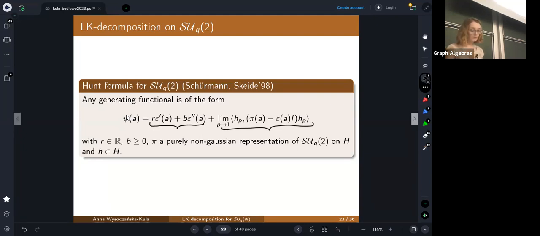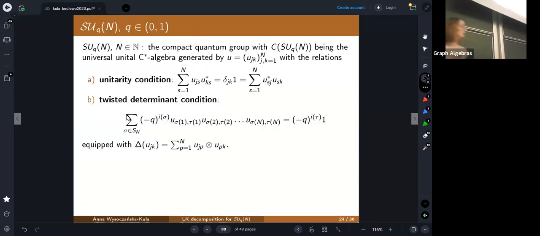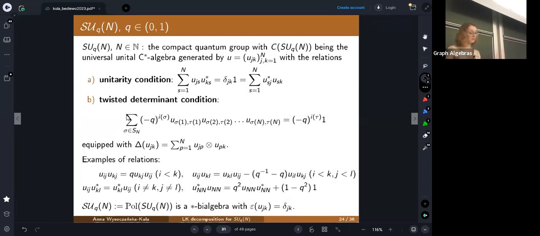And now what we wanted to understand together with Franz, Martin Lindsay and Michael Skeide was the case of SUq(N) for n at least 3, well, for n bigger than 2. So this, as a compact quantum group, is defined to be built from a C*-algebra generated by some n squared elements satisfying the unitarity relations and the twisted determinant condition. And the comultiplication acts in the standard way, knowing that U is a fundamental representation of the quantum group. Still, we have a lot of q-commutation and commutation relations in this algebra.